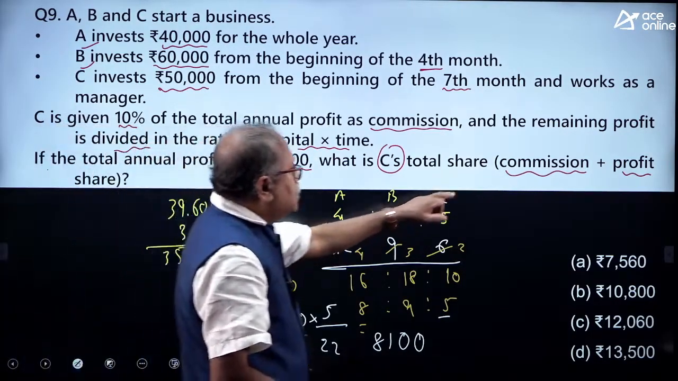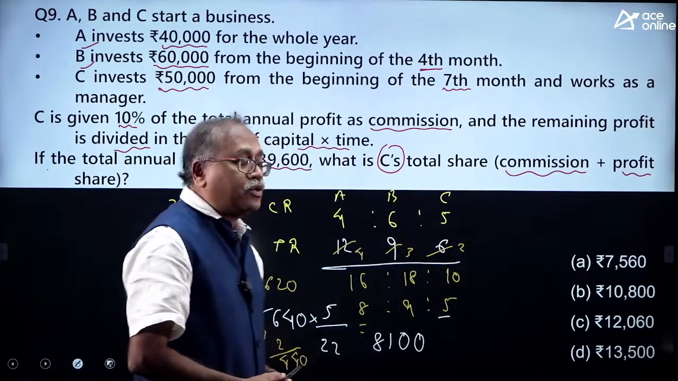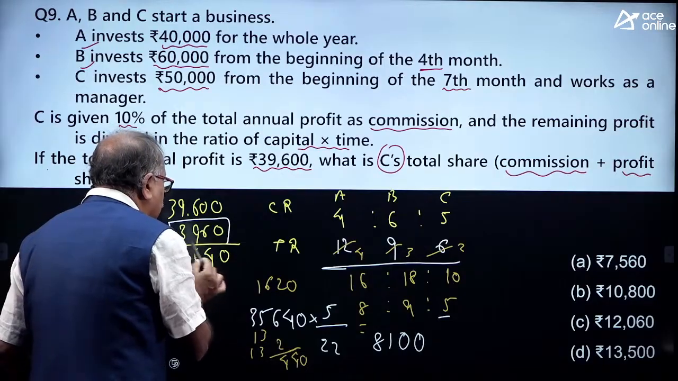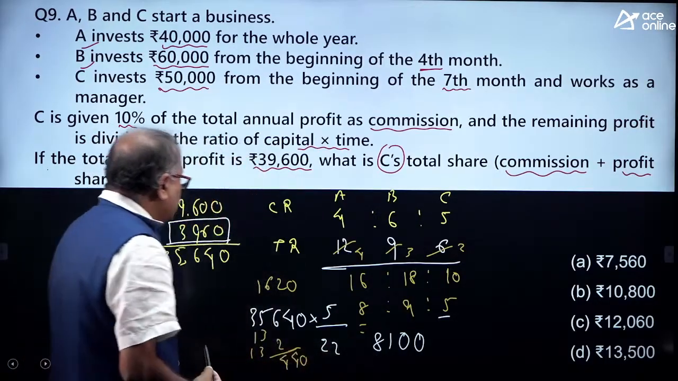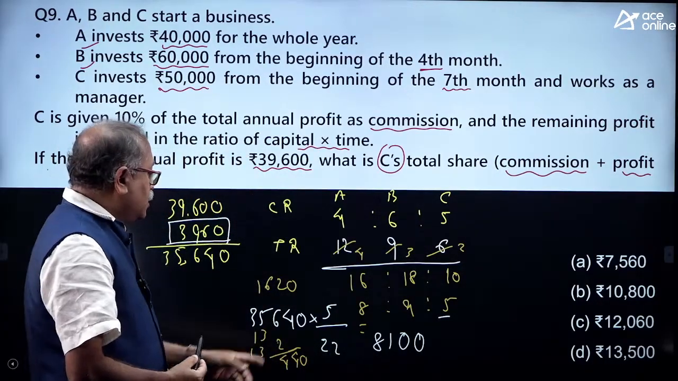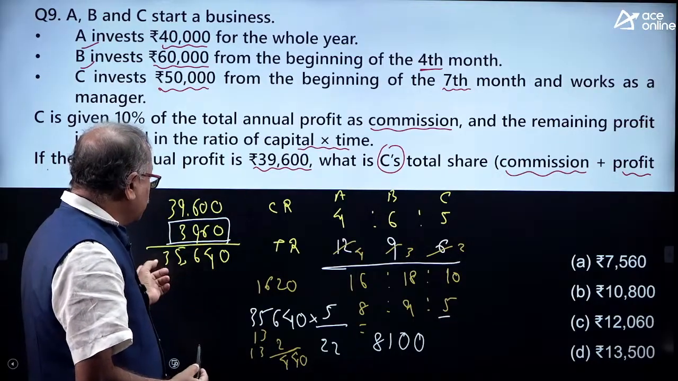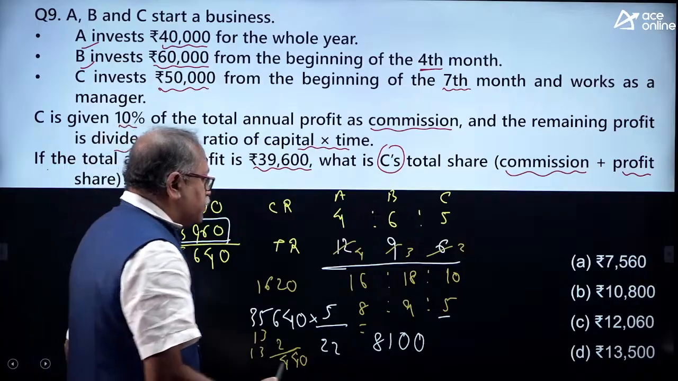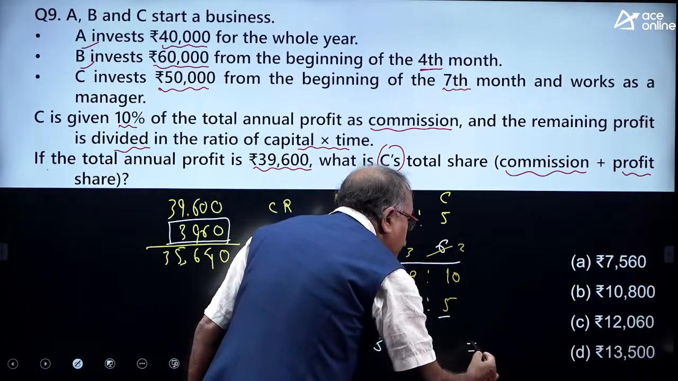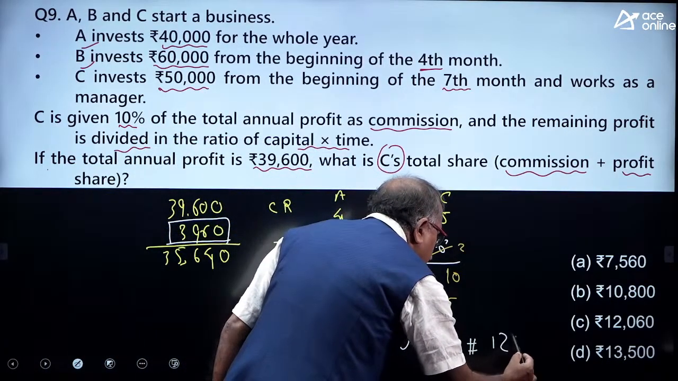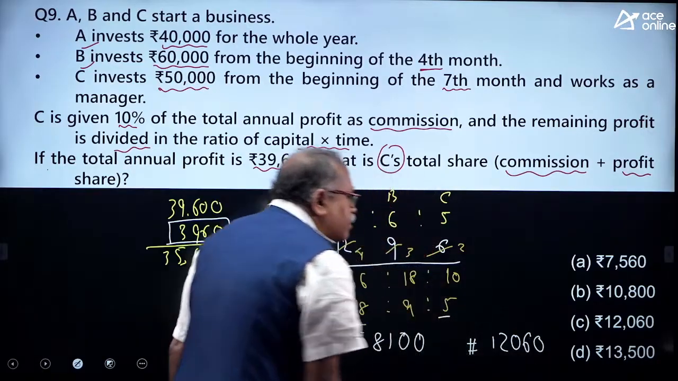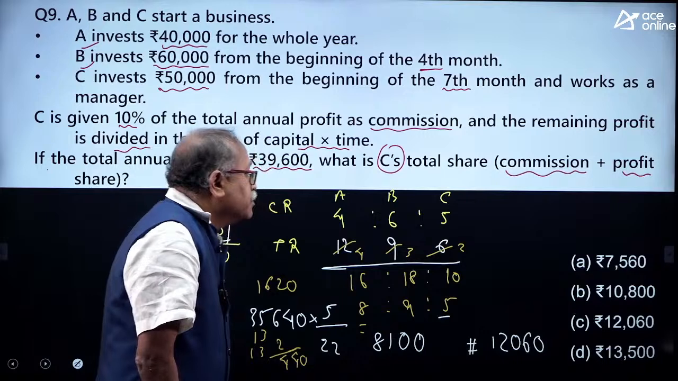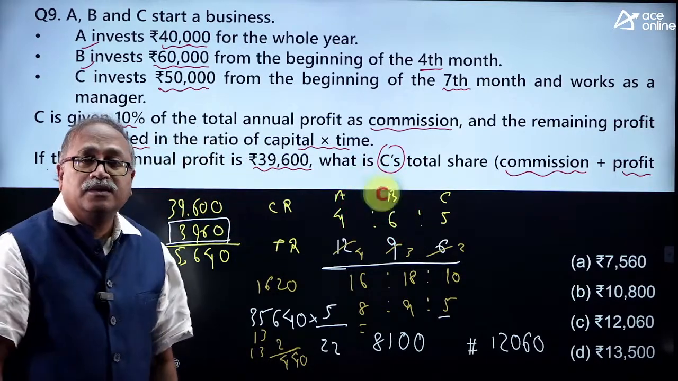So I need to find the commission plus profit. His commission, look at this part, is 3960, and this is the profit. So 8000 plus 3000 is 11,000, and in total 12,060. So the sum I am getting is 12,060. That should be my answer. That's option choice C. Is it there? Option choice C. Yes.